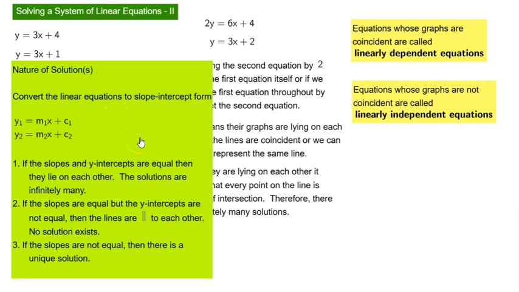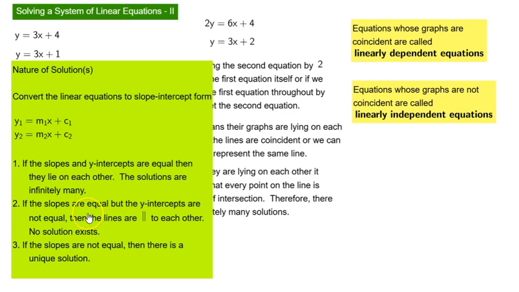How to figure that out as fast as possible? We convert the linear equations to slope-intercept form: y1 equal to m1x plus c1, y2 is equal to m2x plus c2. If the slopes and y-intercepts are equal, then they lie on each other. That means they are coincident. So the solutions are infinitely many.